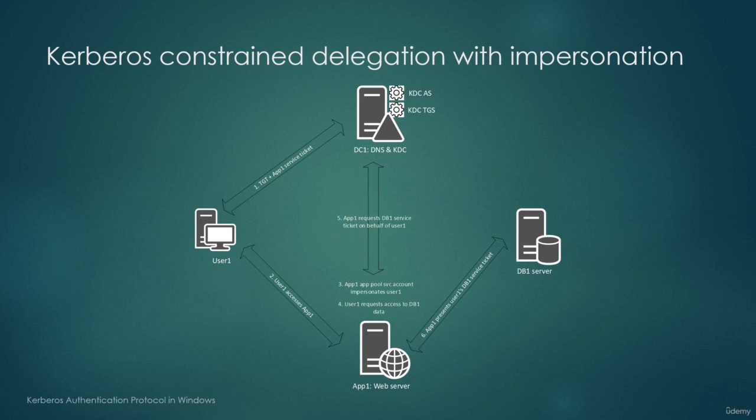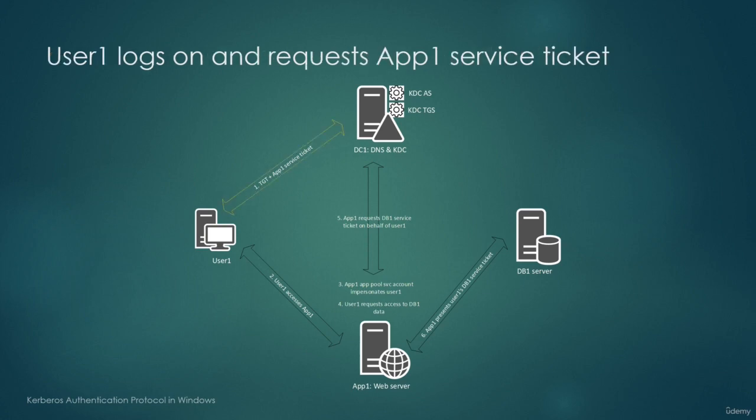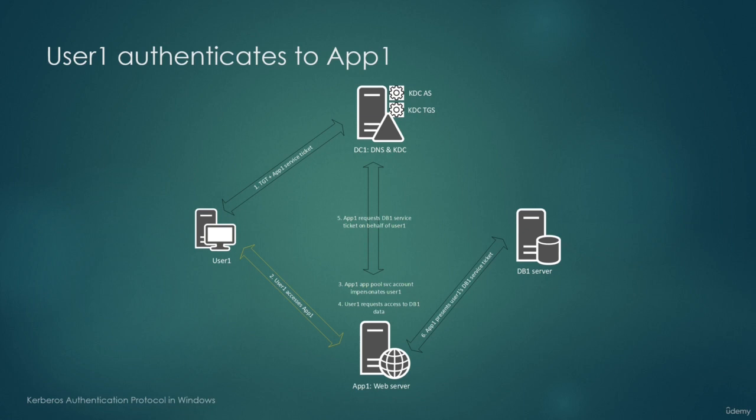Here is the authentication process flow for a user accessing a multi-tier application hosted across the App1 web server and the DB1 database server. Access to data on the DB1 database server was granted to user 1, so we need user 1 to get an access token for the DB1 database server. So first, user 1 logs in, gets a TGT, and requests and receives a service ticket for a website on the App1 web server. Then user 1 and the App1 service authenticate each other, and user 1 gets access to the App1 website.